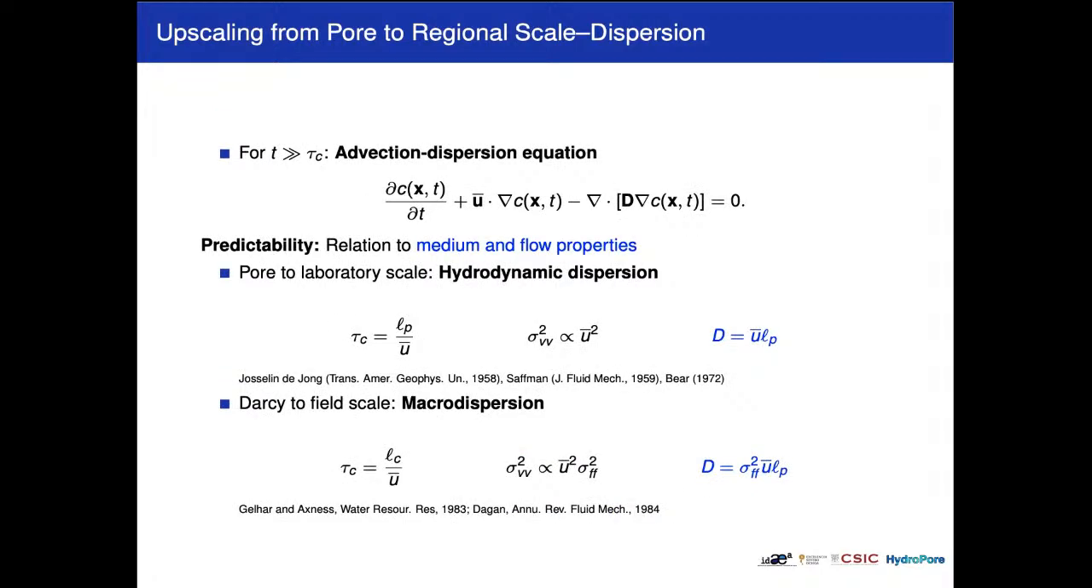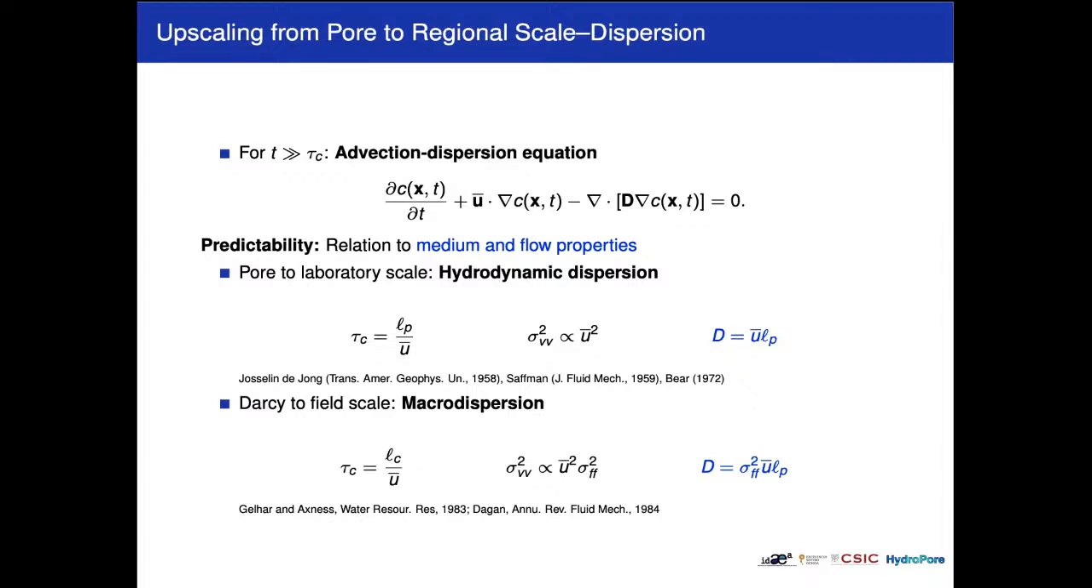So now if I have scale separation, meaning that I have observation times that are much, much larger than this correlation time, I can write down again an advection dispersion equation for the concentration or distribution of particles, or the concentration of a solute, where I just have now an advection by the mean velocity and dispersion by a dispersion tensor. What one wants is predictability, which means I have now a large scale and upscale transport model, and I need to be able to relate it to medium and flow properties.